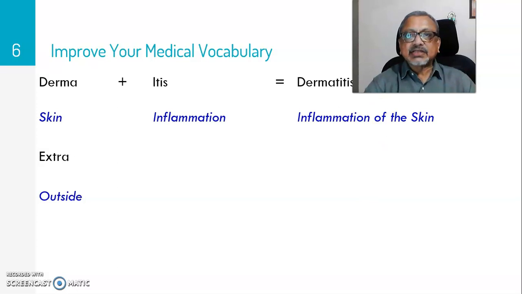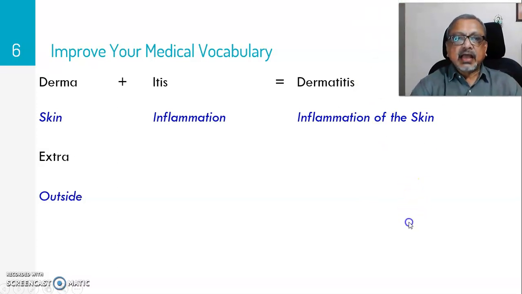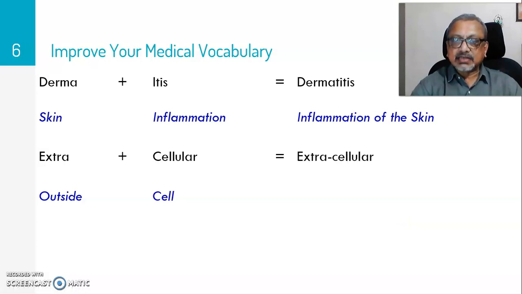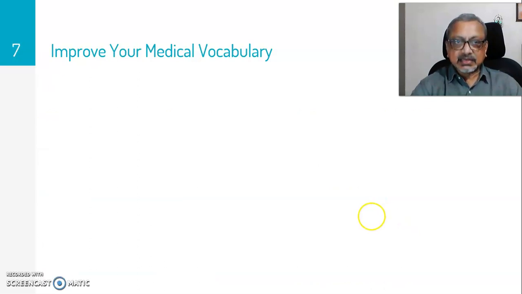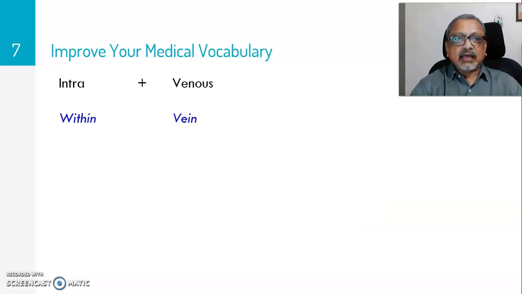Now I will go to extra, that means outside, and cellular means cell. So the new word is extracellular. The meaning is very simple: outside the cell. Coming to another word, glyco, which means sugar, and lysis means breakdown. So glycolysis is the breakdown of sugar. Let us take a few more examples. Intra means within, and venous means the vein. So intravenous means within the vein.